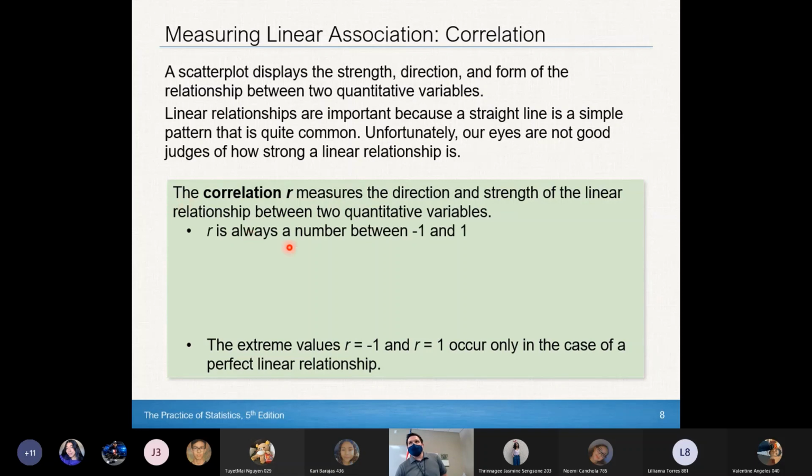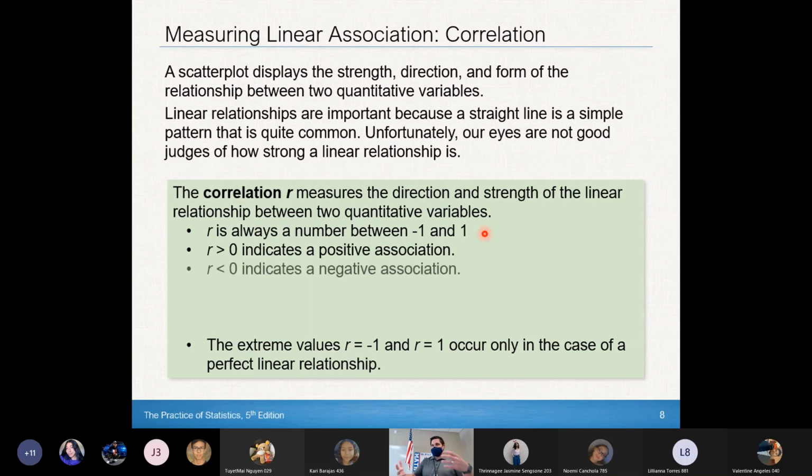R is always a number between -1 and 1. R greater than 0, meaning R is positive, indicates a positive association, which again means as one increases, the other increases. R being less than 0 indicates a negative association, meaning as one increases, the other decreases. Values of R near 0 indicate a very weak linear relationship, which essentially means the scatter plot is more scattered.